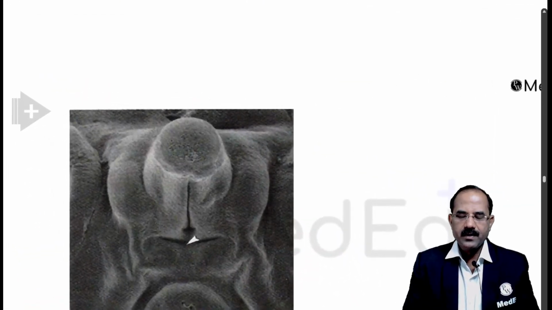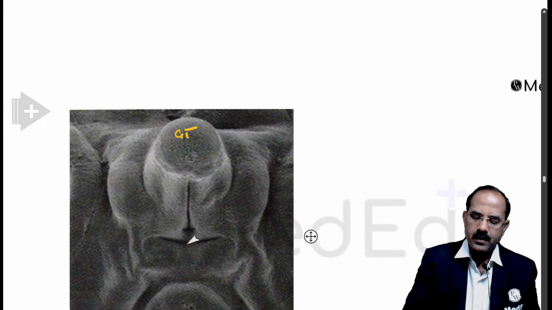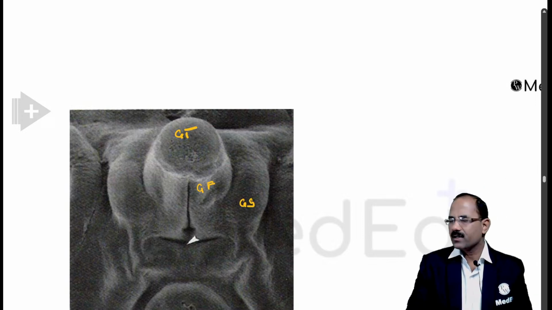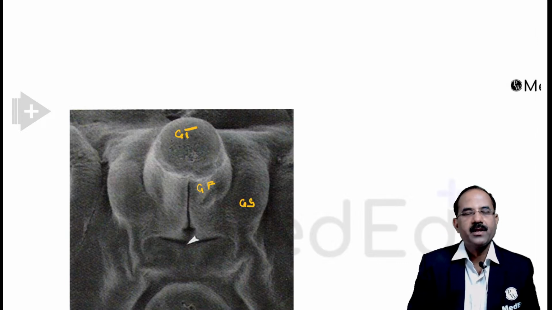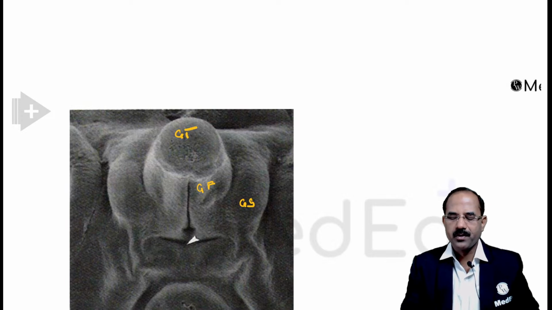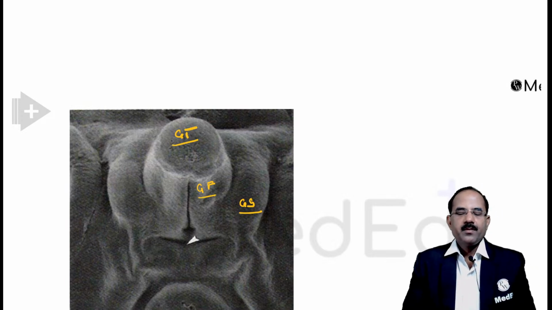See here, that's the slide for you. So, this is the genital tubercle. This is the genital folds, and this is the genital swellings. Another very important visual slide. The scrotum is formed from the genital swellings. Now I've just told you, I'm not repeating. Genital swellings, genital folds, and genital tubercle. Perfect.